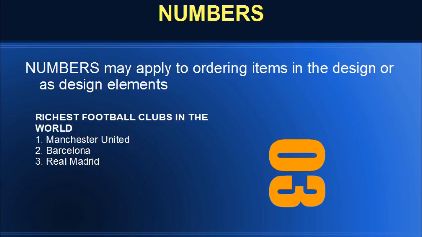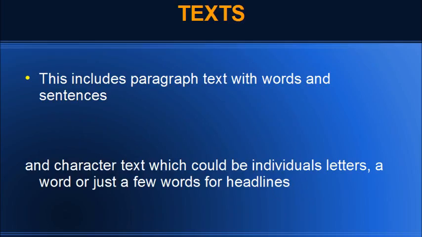Numbers are also an element of design. They can be used to order items in the design or as design elements themselves. Texts are an important element in design. Text can be a string of words and sentences organized in a paragraph, or they can be individual letters, words, or just a few words for headlines.